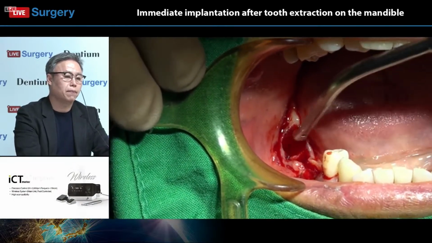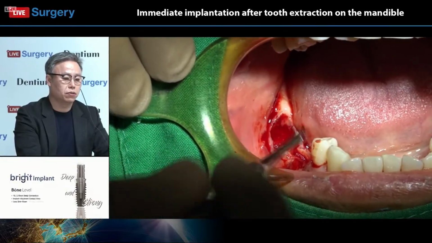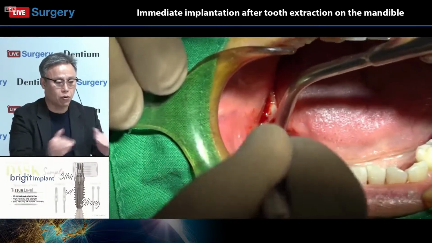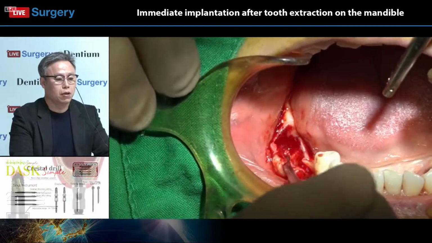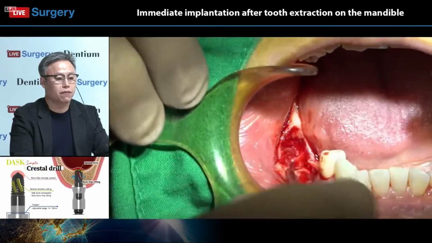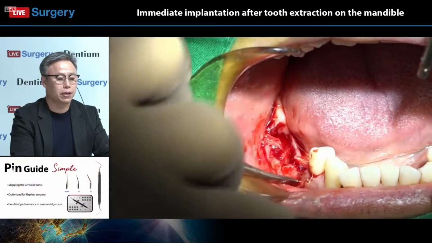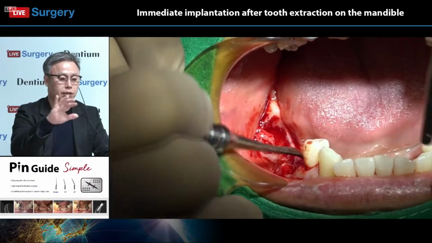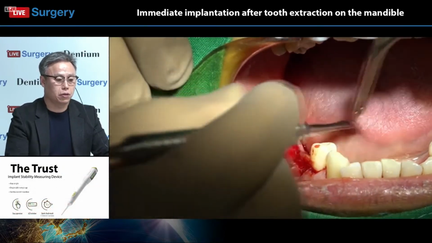Therefore, I think flap advancement with a releasing incision would be required for primary closure after augmentation. On the buccal side, if there is some inflamed tissue, it could sometimes be difficult to elevate the flap cleanly, because of the irregular surface of bone and soft tissue.